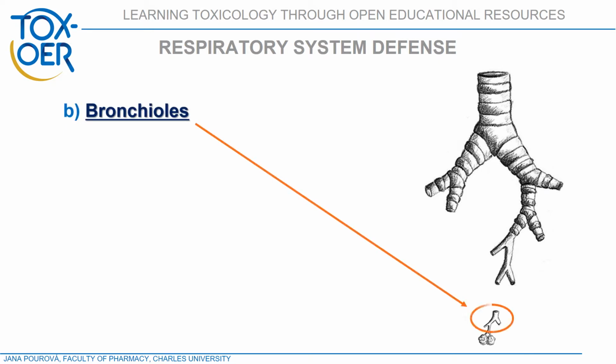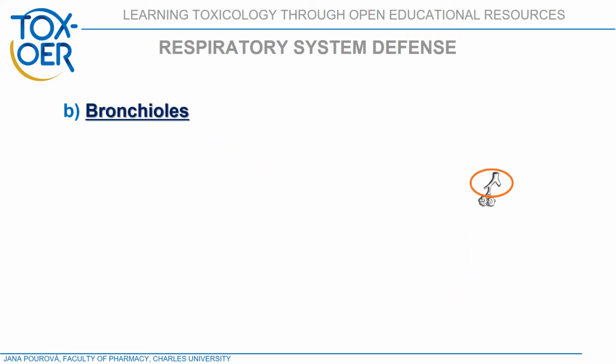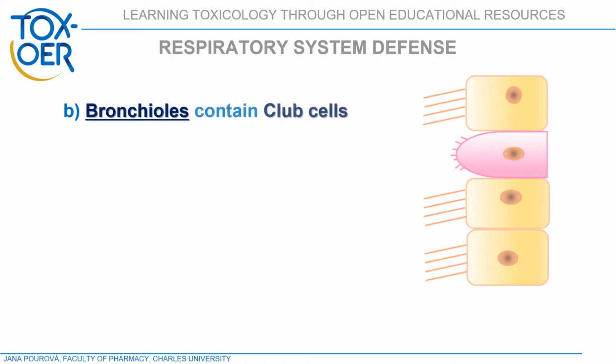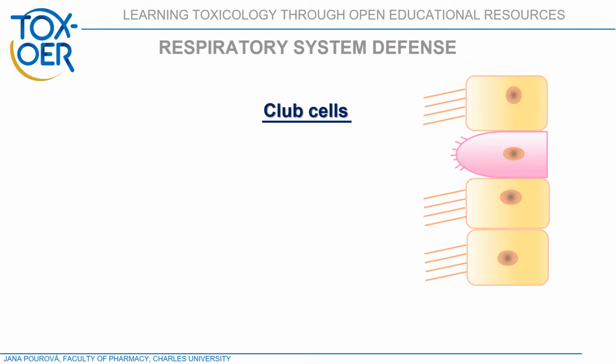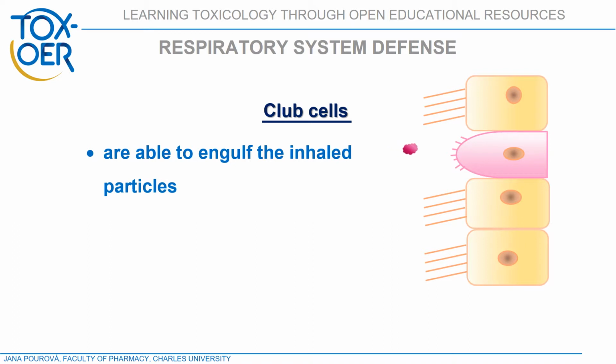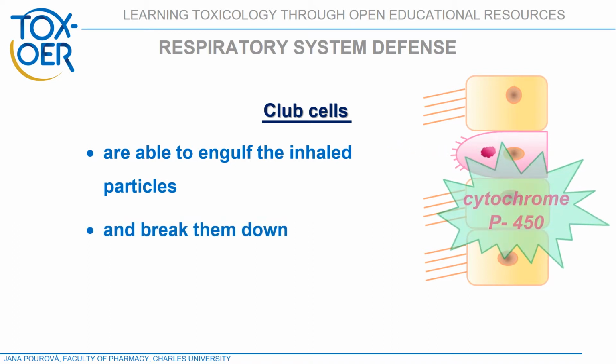Bronchioles contain club cells with short microvilli. Club cells are able to engulf the inhaled particles and break them down.